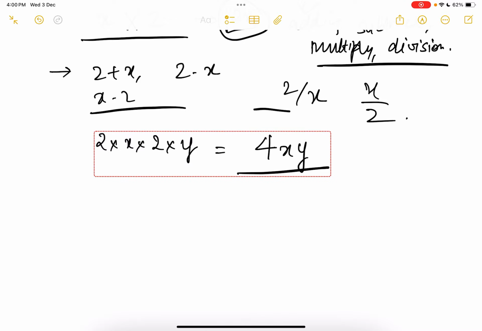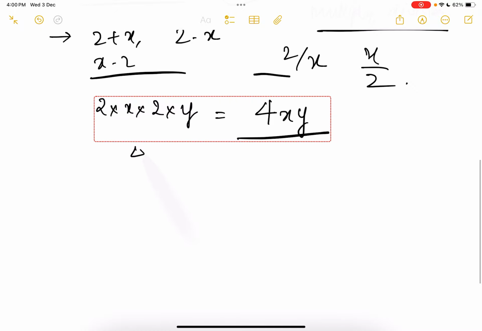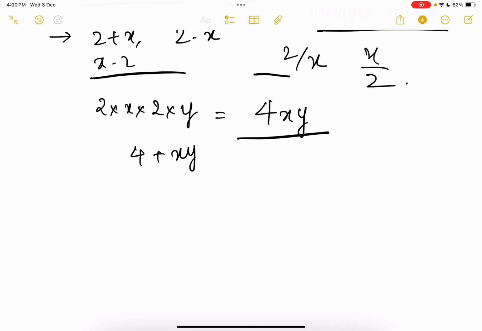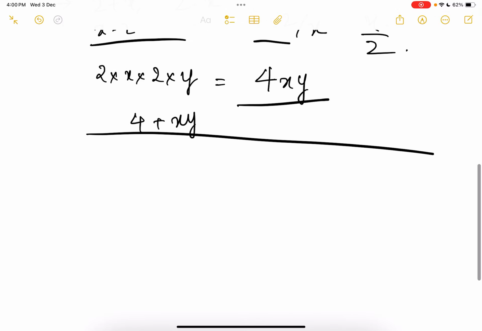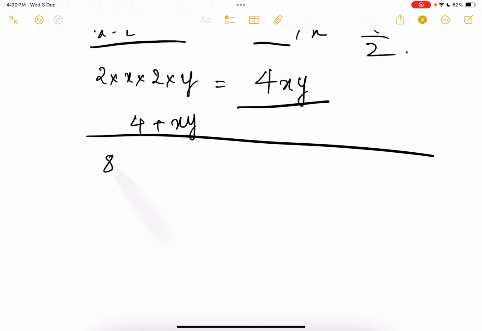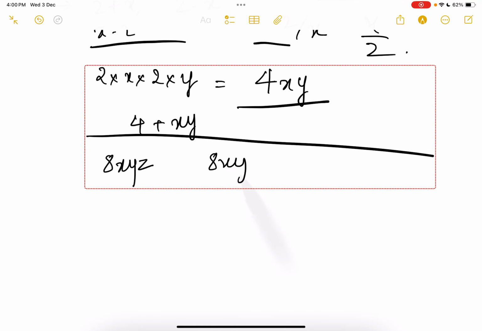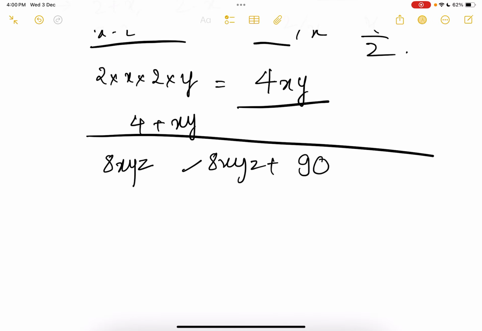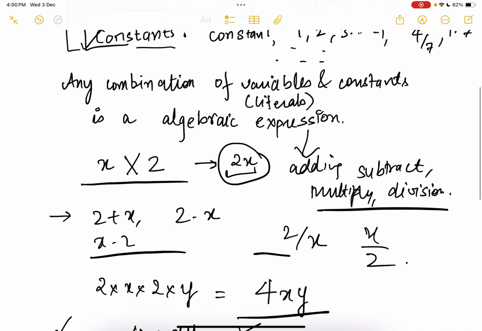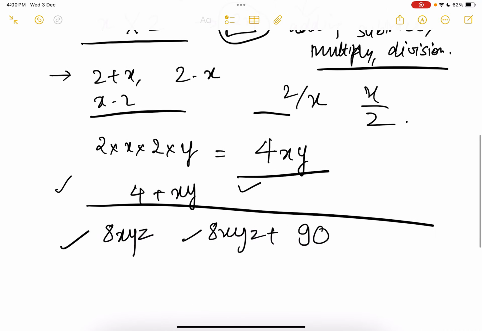When you write xy, it means that you are multiplying x and y. Suppose I'm adding them, 4 plus xy, that is also an expression. For simplicity, it can be very big also, like 8 into xyz, anything. It can be 8 into xyz plus 90, anything. Now what are these? These are all expressions. So we have done what expressions are.